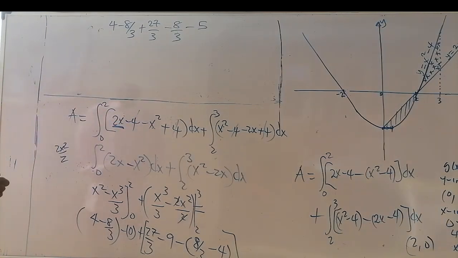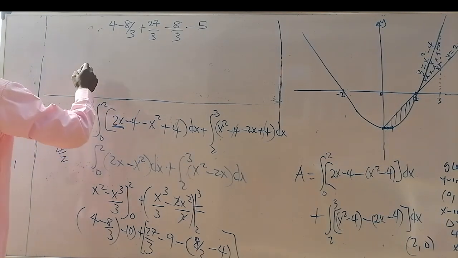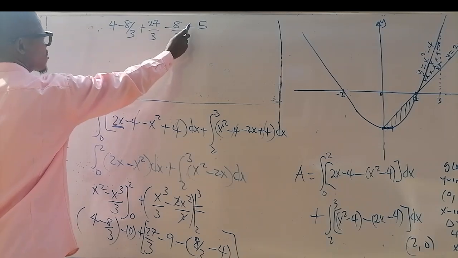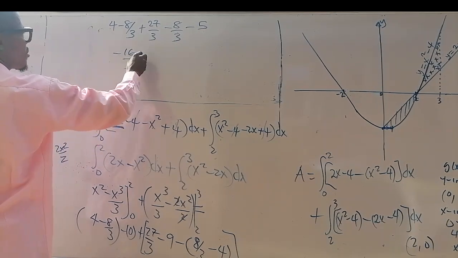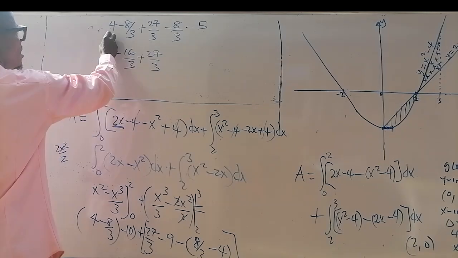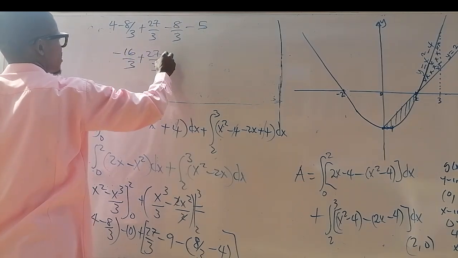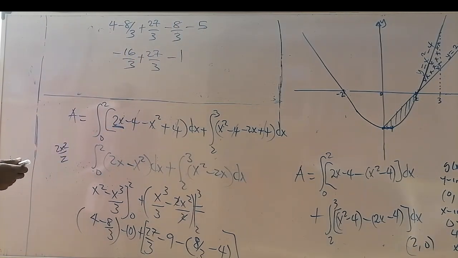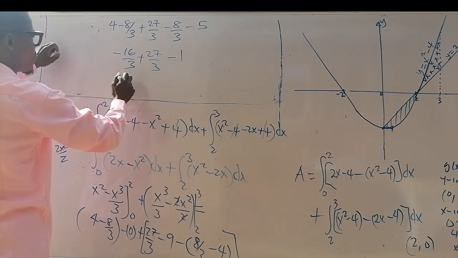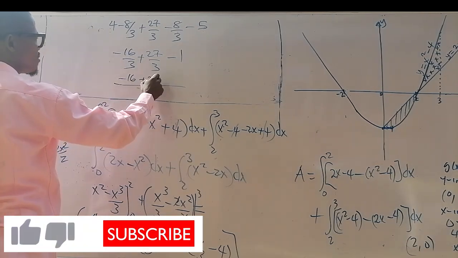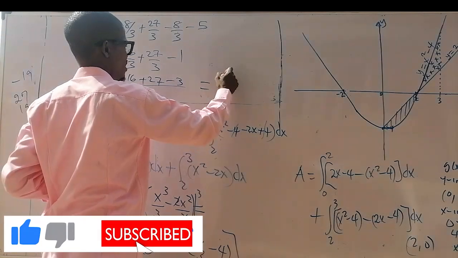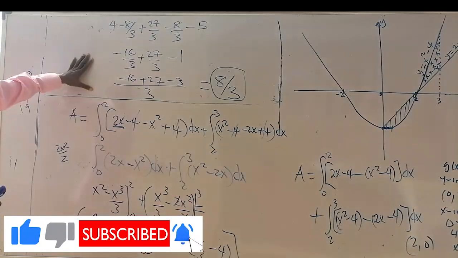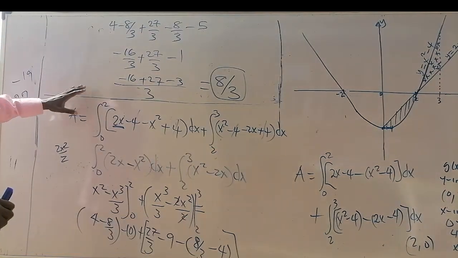So that's what we have. 4 minus 5 gives us minus 16 over 3 plus 27 over 3, and this one will be 4 minus 5, that's minus 1. If you combine this together, you're going to have 16 plus 27 minus 3, so that's giving us 8 over 3. That's that for this question.